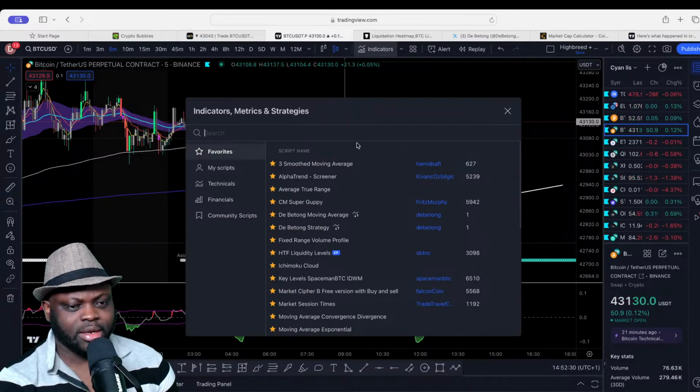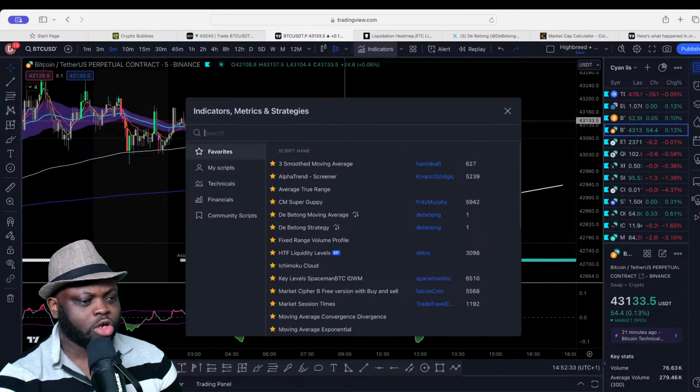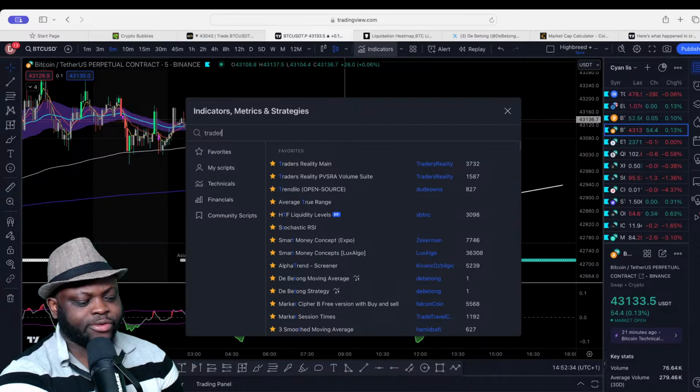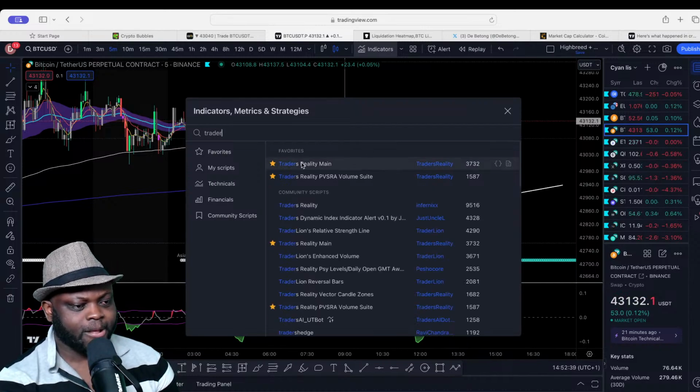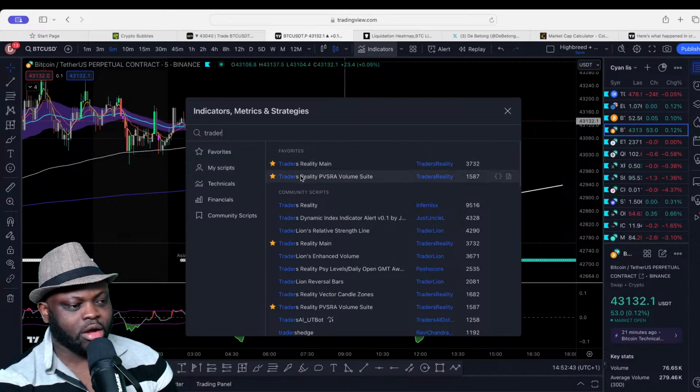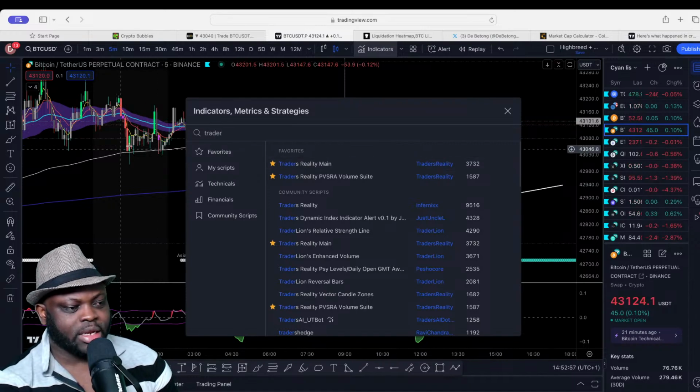So just go and search for Traders Reality. Traders Reality Main. So this is it. And when you get this, you're going to get all these indicators. But if you just want to get something, all you have to do is get the Traders Reality PVSRA, or you can get the Traders Reality Main. When you get this, it helps you form all these vector candles.